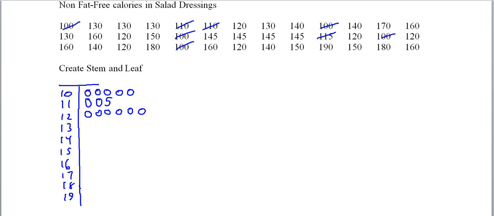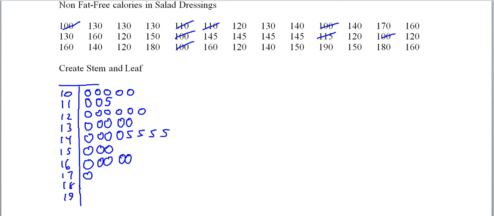I had 6 at 120. I had 5 at 130. I had 4 at 140. And 5, 5, 5, 5. And then I have 3 at 150. And then I have 6. And then I have 1 here at 170, 2 at 180, and then 1 at 190.